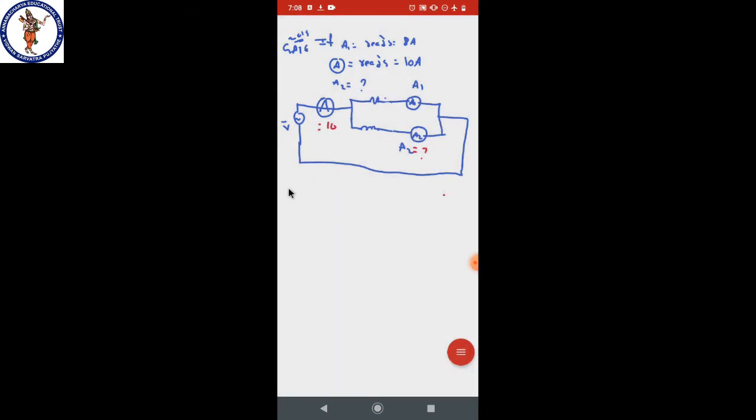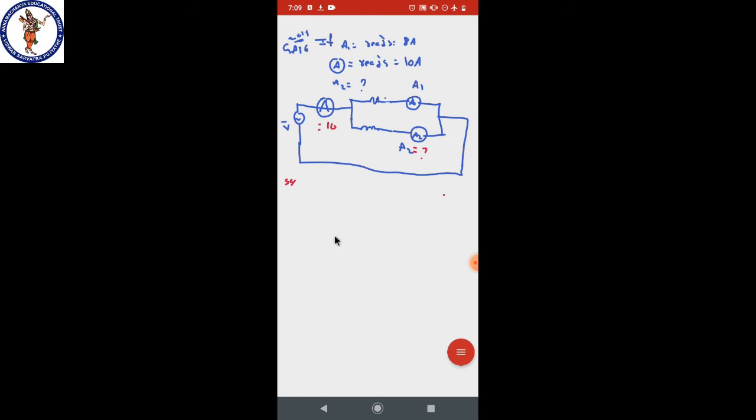First of all, look at the diagram: is this a parallel circuit or a series circuit? Once you see this circuit, you identify that it is a parallel RL circuit. Parallel RL circuit means you first write the phasor diagram. This is the solution of that. Now I will write the phasor diagram.